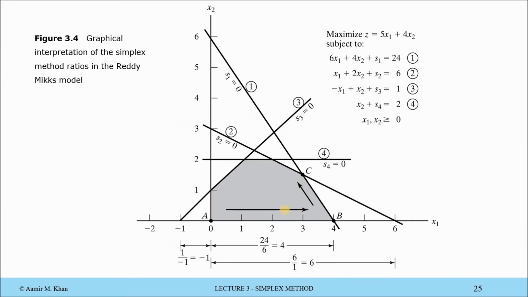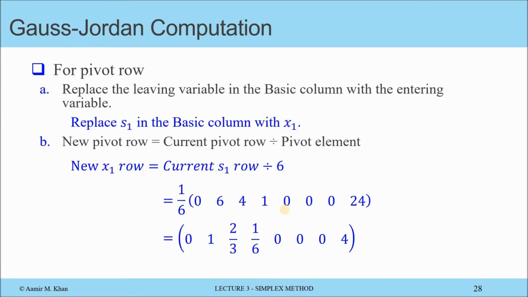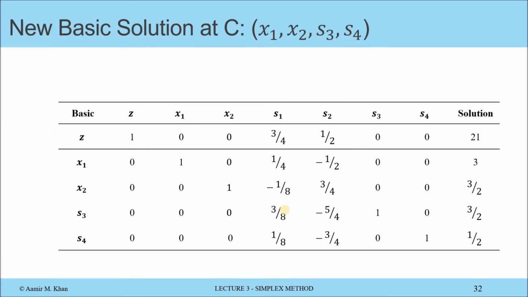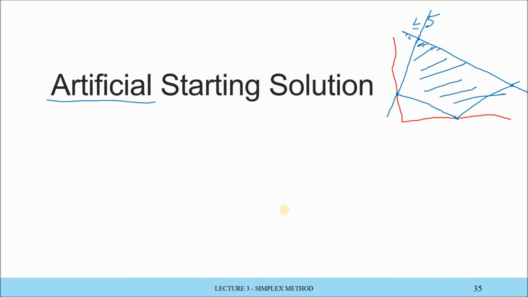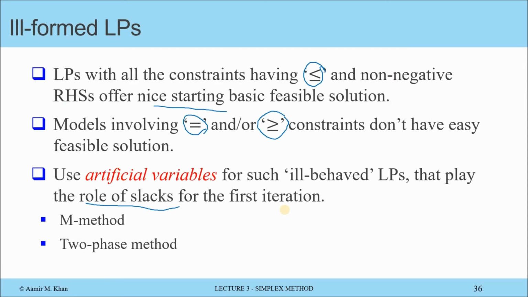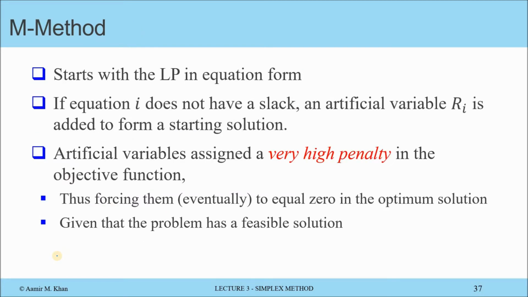But if you don't have a starting solution, then you have to do something indirect, and that's what we do over here. We try to introduce the slack variables in terms of artificial variables. Okay, so for this purpose we will see these two methods, the M method and the two-phase method, that will help solve this problem. Okay, so M method first.